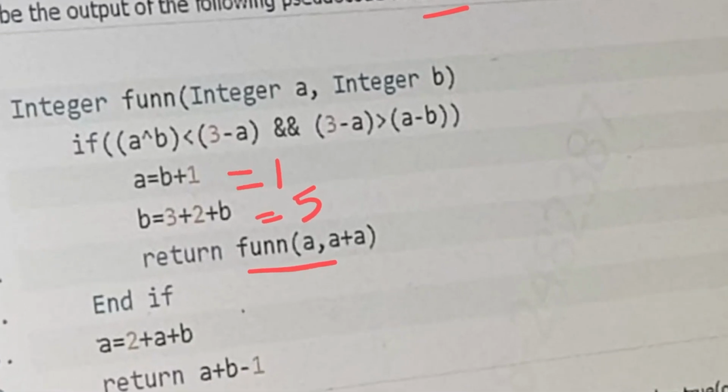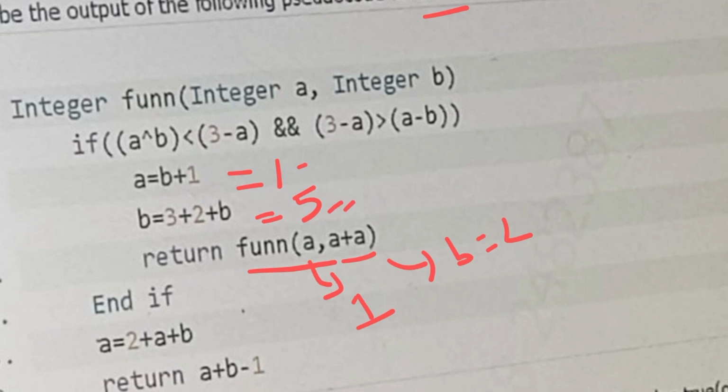Okay, so new value of a is here. New value of a is 1. Okay, a is 1, and the new value of b becomes a plus a, that is 2. Okay, so this is ignored. So b value is 2.